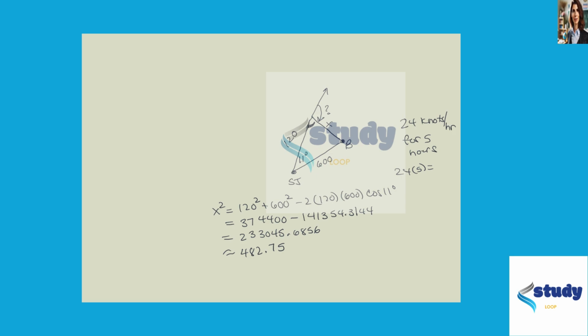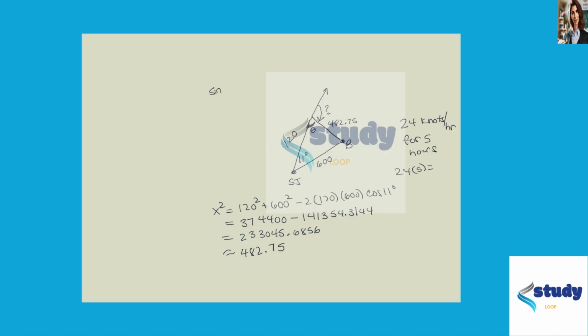So now I know what x is. I'm going to erase that x, and I'm going to put in that measure. That's 482.75 miles. And now I'm able to get that missing angle. I'm going to call that theta. So I'm going to use law of sines for that.